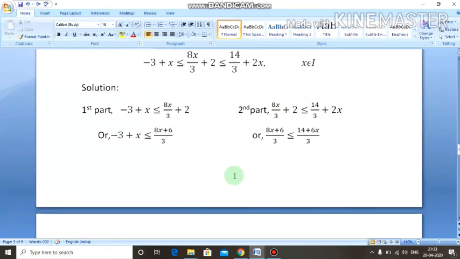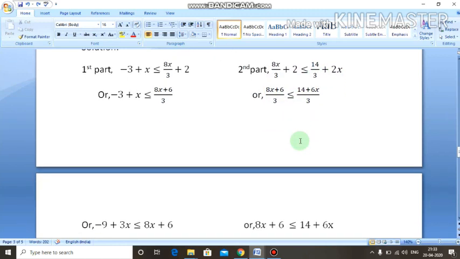And consider the second part. The second part is 8x minus this. First take the LCM, then this is 3, 8x plus 6. Again, we have to multiply both sides by 3 to make it simple. Then if we multiply the left hand side by 3, the 3 cancels out, so it will be only 8x plus 6, and the right hand side is 14 plus 6x.